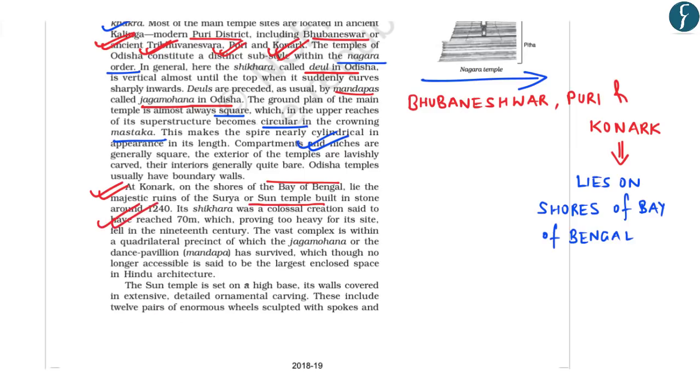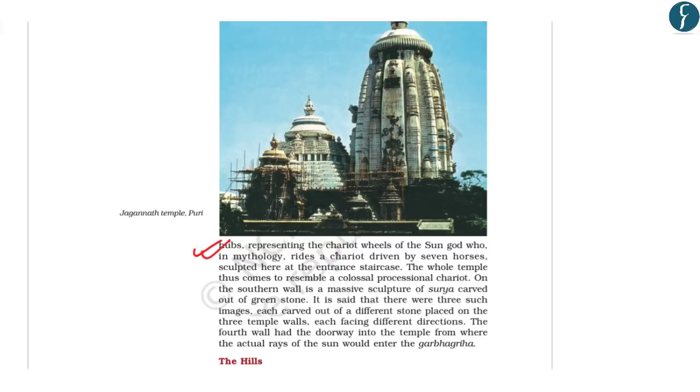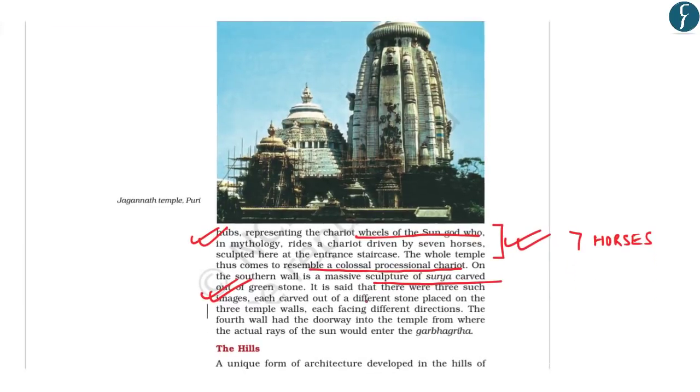It then says that the Sun Temple is set on a high base, its walls covered in extensive detailed ornamental carving, and these include 12 pairs of enormous wheels sculpted with spokes and hubs. And these wheels represent chariot wheels of the sun god, who in mythology rides a chariot driven by 7 horses. Now this again becomes important information. Thus the whole temple comes to resemble a colossal processional chariot. Further, on the southern wall is a massive sculpture of Surya carved out of green stone. So all this information with respect to Konark temple becomes extremely significant from our prelims perspective.